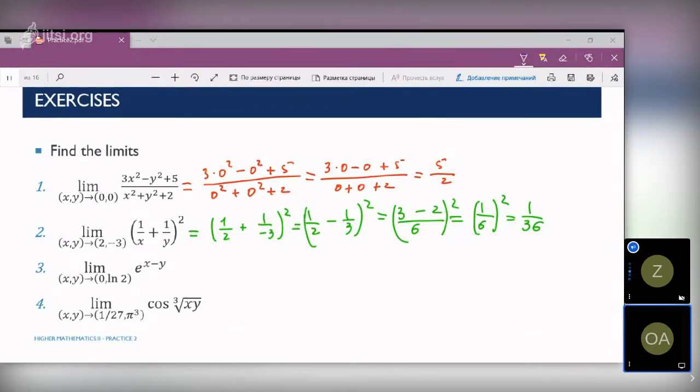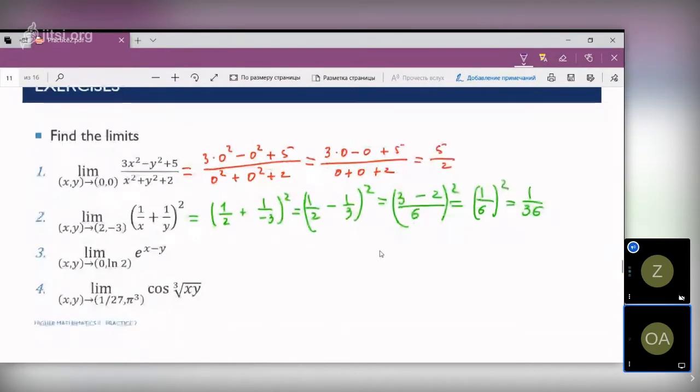I forgot how to solve the third one. I forgot the third formula. I think the third one. Yeah.